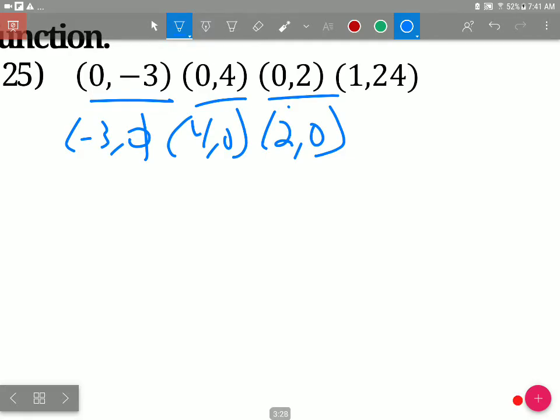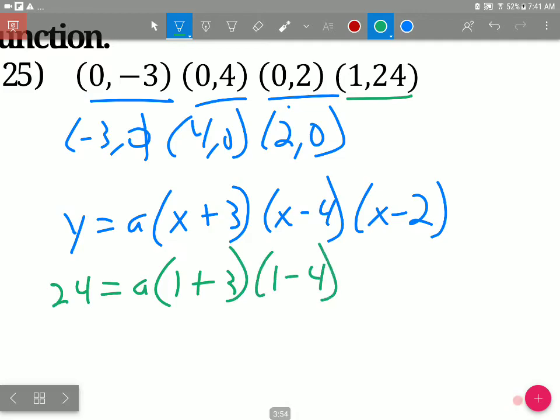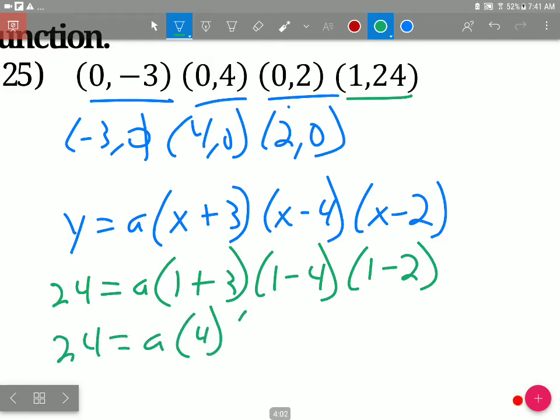So let's do this. So we got y equals a, x plus 3, x minus 4, and x minus 2. And then I got the point 1, 24, so we'll plug that in. 24 is y, so 24 equals a, 1 plus 3, 1 minus 4, 1 minus 2. So I've got 24 equals a times 4 times 3 times -1. Actually, it's a -3.